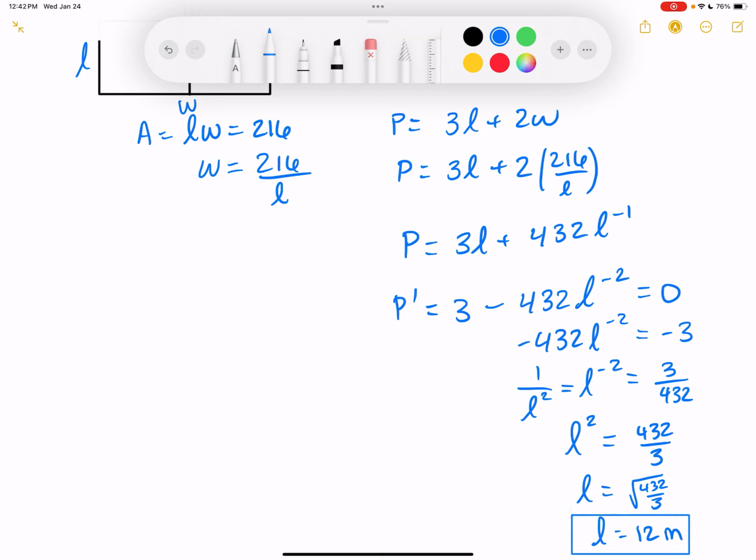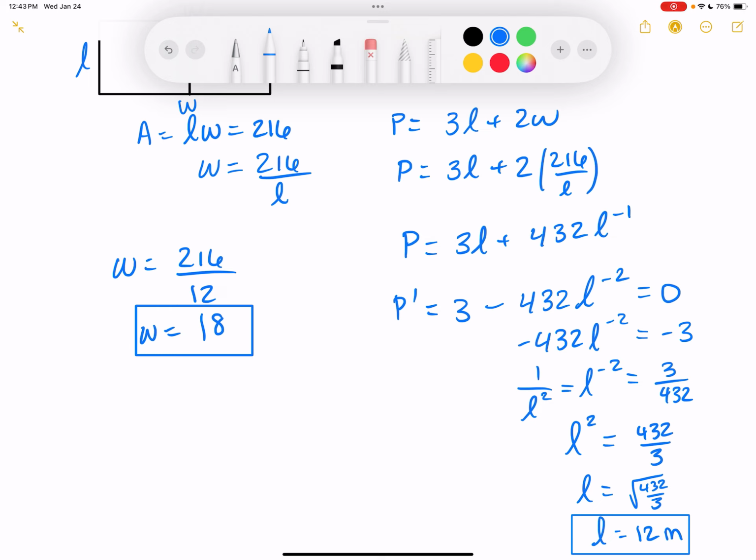So now I'm going to go back and use this equation up here and find W. So W is 216 divided by 12, which is 18. So these are the dimensions, okay? 18 by 12 is the dimension of the patch, but it ultimately wants me to find how much fence is needed. So, aka, what's the perimeter?